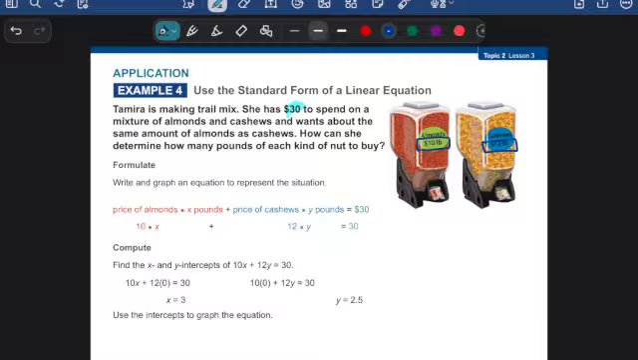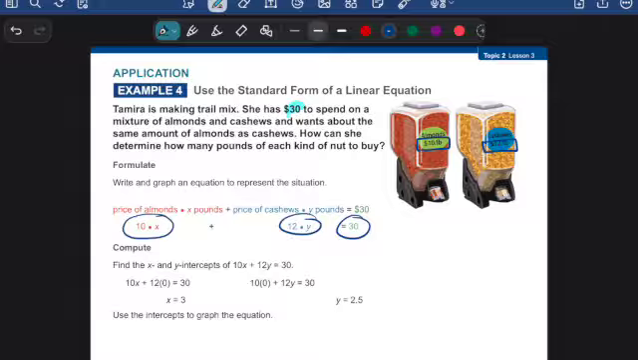So we're going to say x is the price of almonds. So the rate of almonds is 10. So my expression for the total price of almonds is 10x. Plus the price of cashews. The rate of cashews is $12 per pound. Y is the pounds of cashews, 12y. Add those together, I get my budget of 30. So here's our standard form equation.